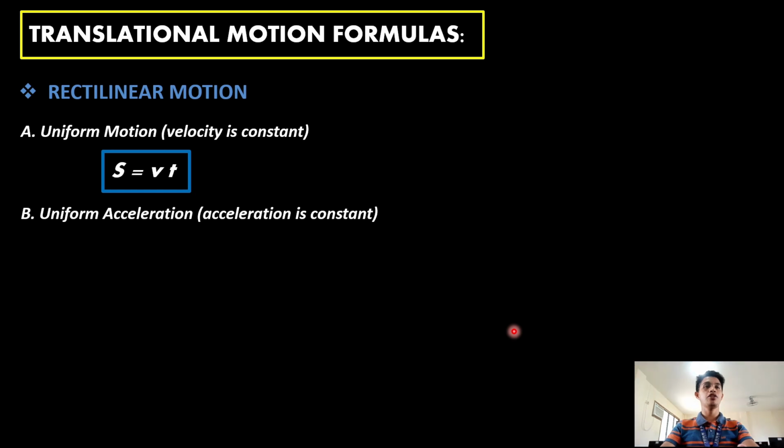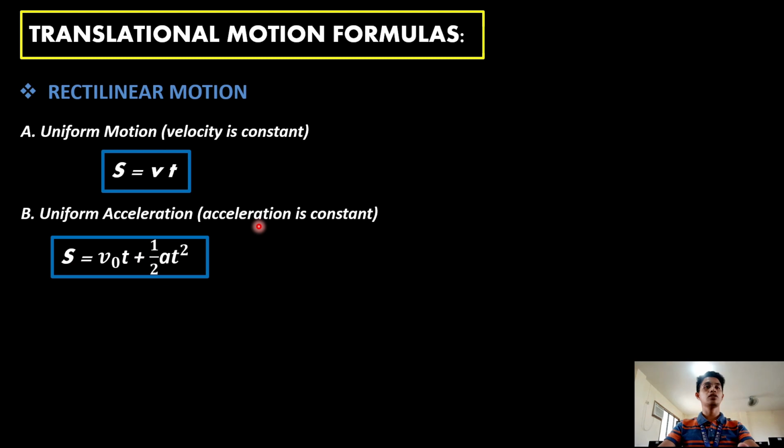Next case is uniform acceleration. Pag uniform acceleration, ibig sabihin nagbabago yung velocity natin. So, velocity is variable. Nagva-vary yung ating velocity. So, acceleration is constant. Formula natin, distance equals initial velocity times time plus 1 half acceleration times time squared. Yan yung formula 1 natin.